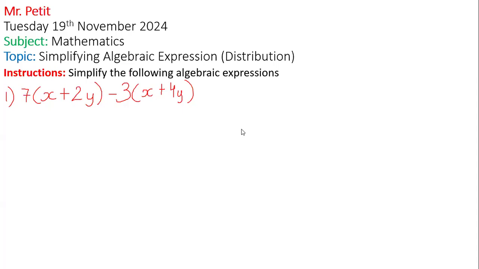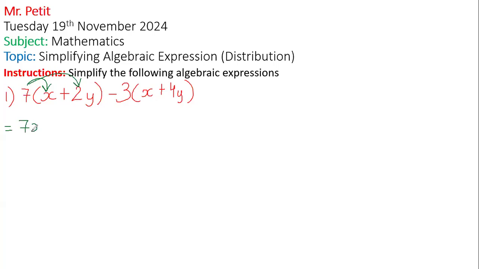Very good. So we're going to distribute, right? We're going to take the 7 and multiply it by the x, and then take the 7 and multiply it by the 2y. Do you all understand that? What is 7 times x? That gives us 7x. Very good. It's going to be 7x.